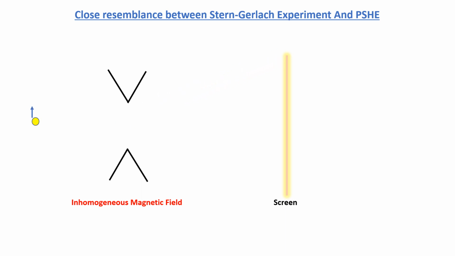The spin-up electron, upon emerging from the inhomogeneous magnetic field, moves in the upward direction, whereas a spin-down electron, upon interacting with the inhomogeneous magnetic field, will deviate from its original path and will move in the downward direction. As a result, spin up and spin down electrons will be separated by a distance delta on the screen.